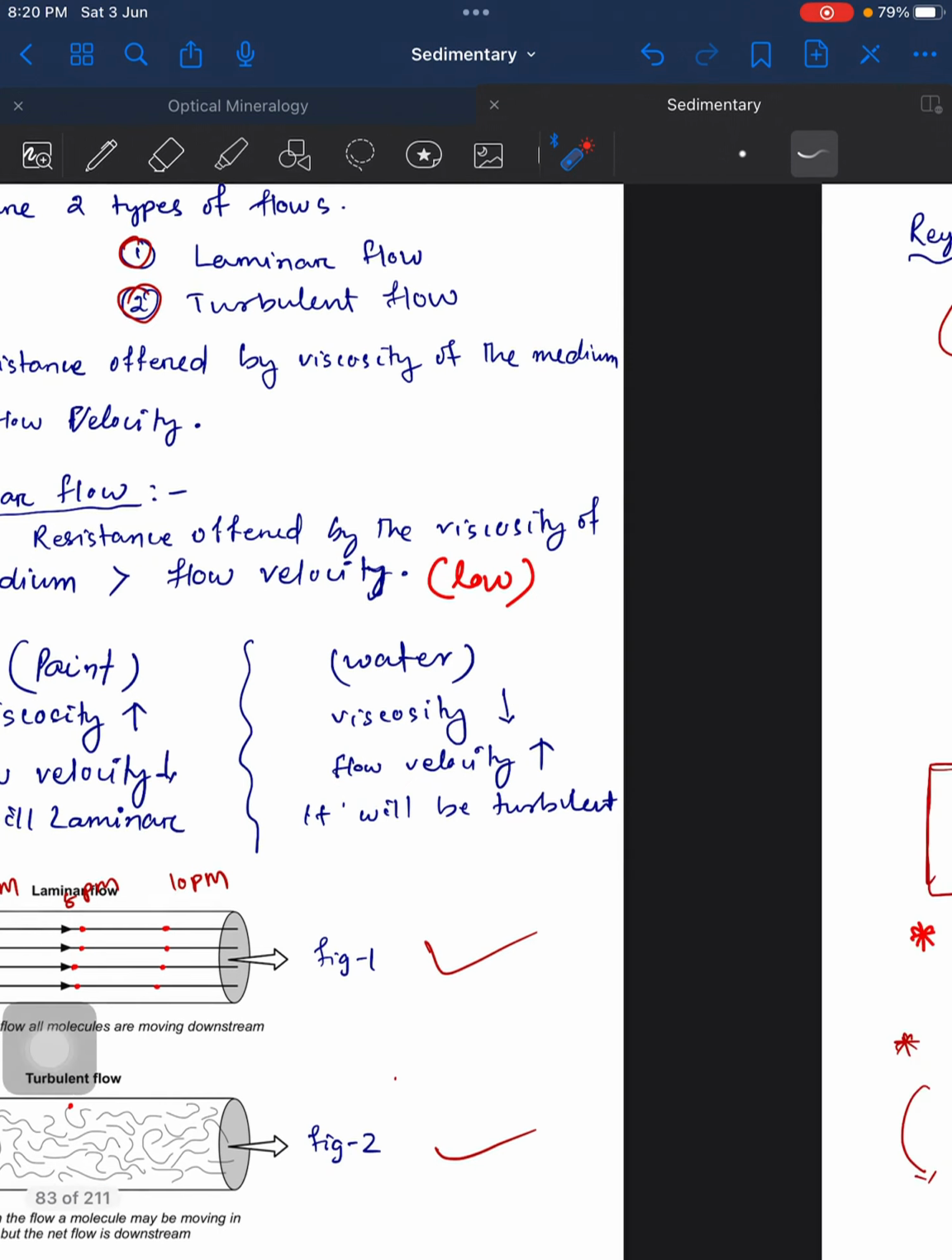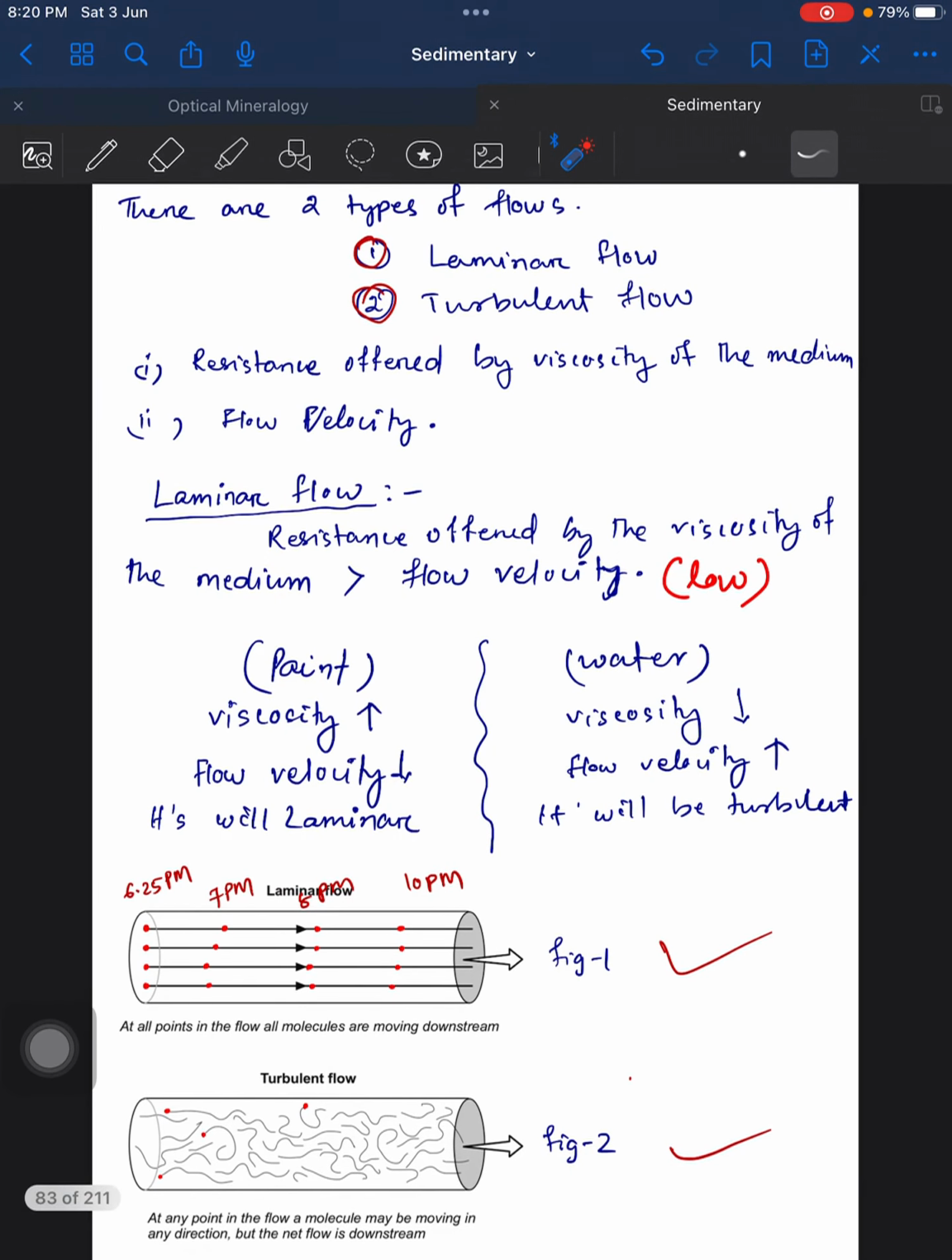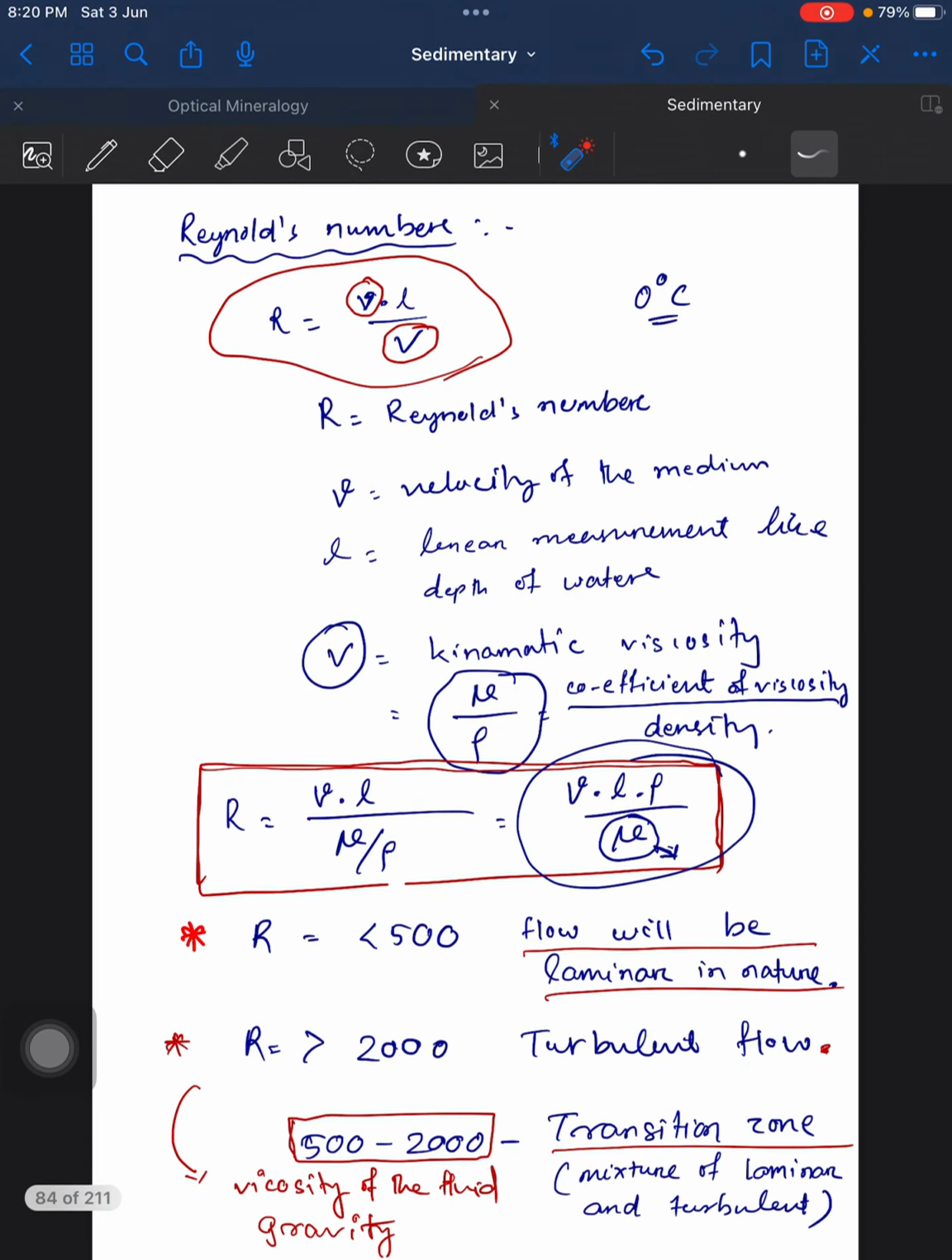Okay, but which number will give us the idea about the lamellar flow or turbulent flow? So last page we discussed that Reynolds number will be giving us the idea about whether the flow is lamellar or whether the flow is turbulent. Okay, so again we are rediscussing the Reynolds number, and there is nothing to rediscuss.